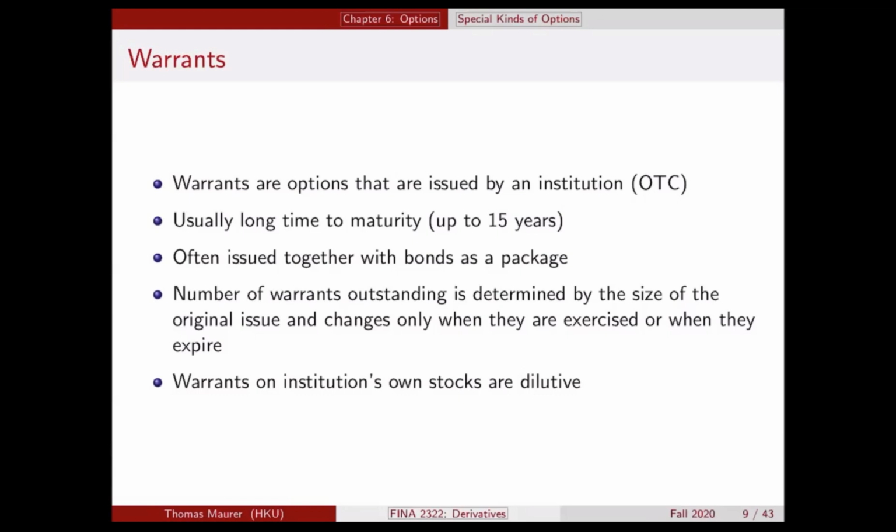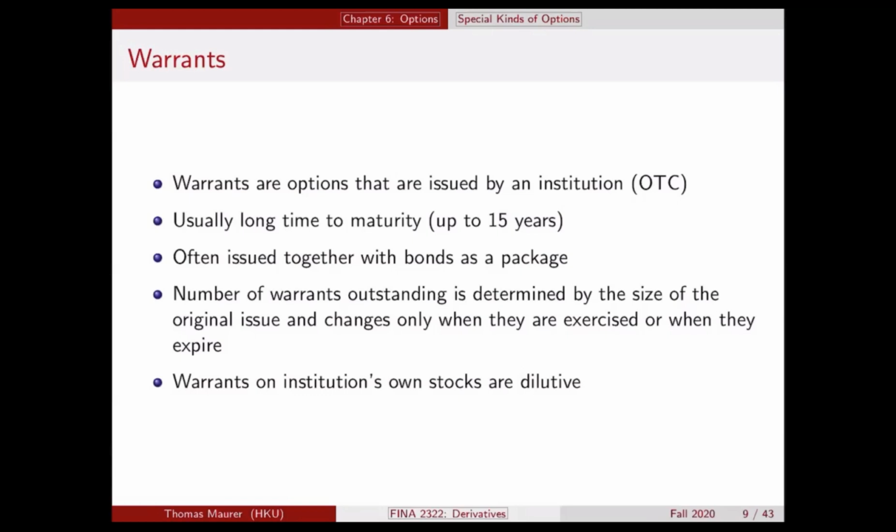Another difference between typical call options and warrants is the time to maturity. For a typical call option traded on an exchange, the time to maturity is just a few months. For some call options traded over the counter, maybe you sometimes see maturities of a few years. But for warrants, we typically have very long times to maturity, something of the order of 15 years.